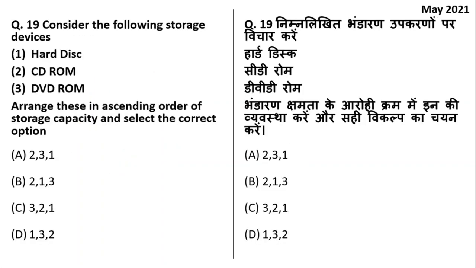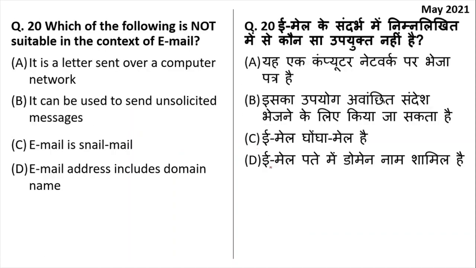The following storage devices: hard disk, CD-ROM, DVD-ROM. Now arrange this in ascending order of storage capacity. Ascending order means smaller to bigger. The storage device that has the least capacity is CD-ROM, then DVD, and the highest capacity is hard disk. So the answer is 2, 3 and 1. Option A is the right answer. Okay. A is the right answer here.